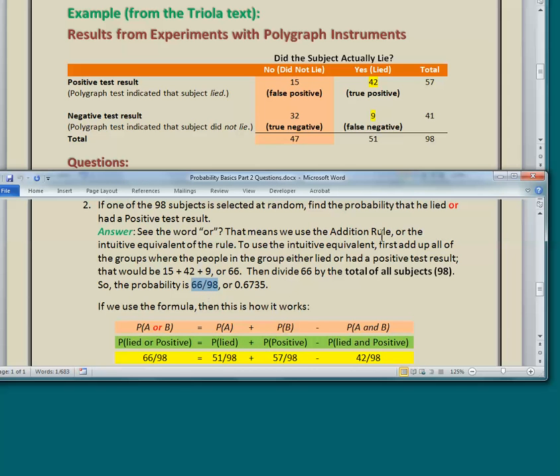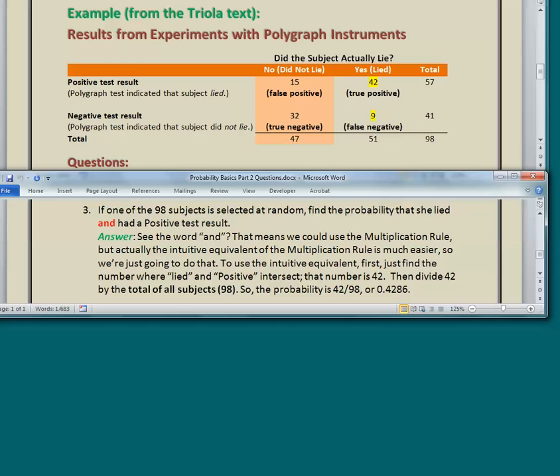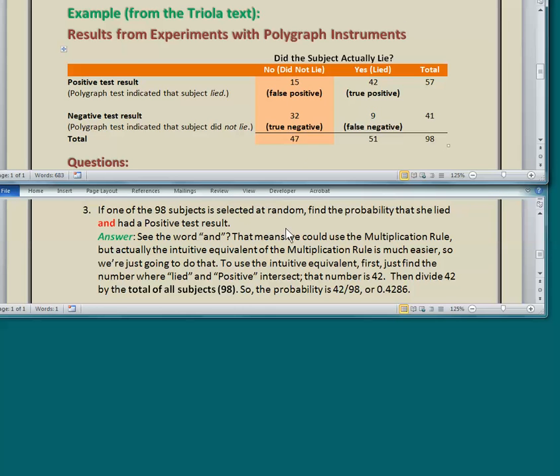Okay, here's question 3. If one of the 98 subjects is selected at random, you see that pattern. So far the first 3 questions have all started the same way. Find the probability that she lied and had a positive test result. Well, you see the word and? That means we could use the multiplication rule. But in this case, it would be a lot of extra work to use the multiplication rule. So we're going to see how easy this problem is to solve without the multiplication rule.